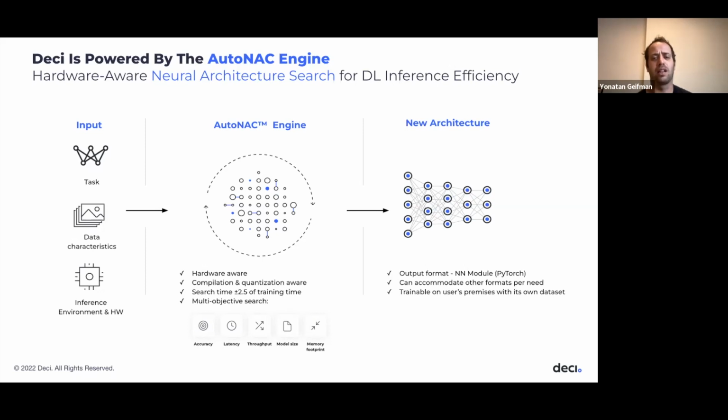The idea is to design models that can run better in production while taking all the considerations that I discussed earlier. So we need to understand what task we're trying to solve, what data characteristics we have, and what inference environment and hardware we use, in order to understand what the performance is going to be. Then we feed all of this to the AutoNAC engine, and it generates a new architecture that can meet the performance requirements for all the components like accuracy, latency, throughput, model size, and memory footprint, in order to reach production at the end of that process. That's simply the idea of the process, and we'll soon dive into the AutoNAC engine component to understand how this magic happens.